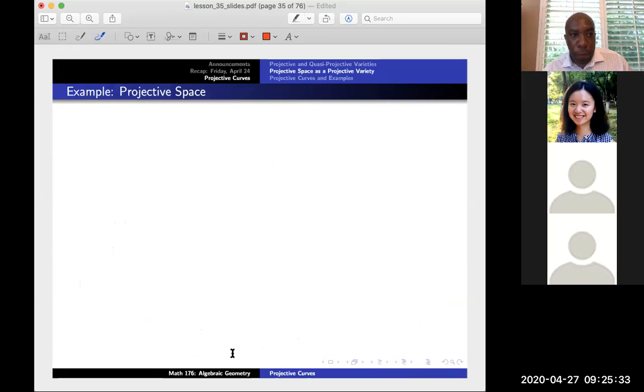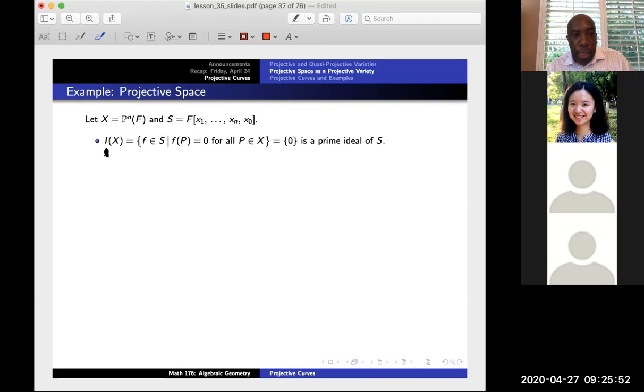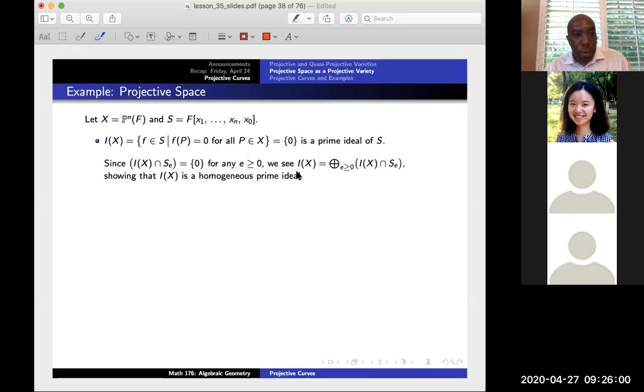So last time we went over this example of projective space, and I just want to remind you how this example goes. So let's let X be all of projective space. And as usual, let's let S here be the polynomial ring in n plus 1 variables. Now we know that the ideal generated by X is the 0 ideal, which is a prime ideal. So we see that it is homogeneous because if I look at the intersection with any set of polynomials of degree e, then again, I get back this 0 ideal.